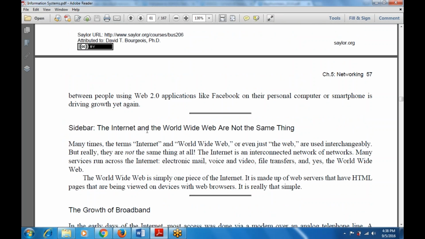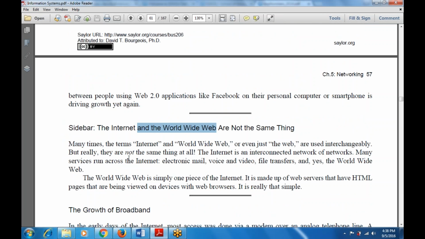Next, the internet and the WWW are not the same thing, though some people confuse them. We generally use them interchangeably, but really they are not the same at all.